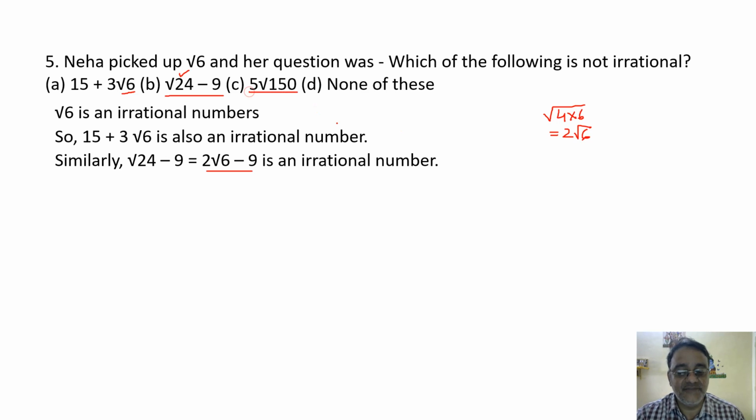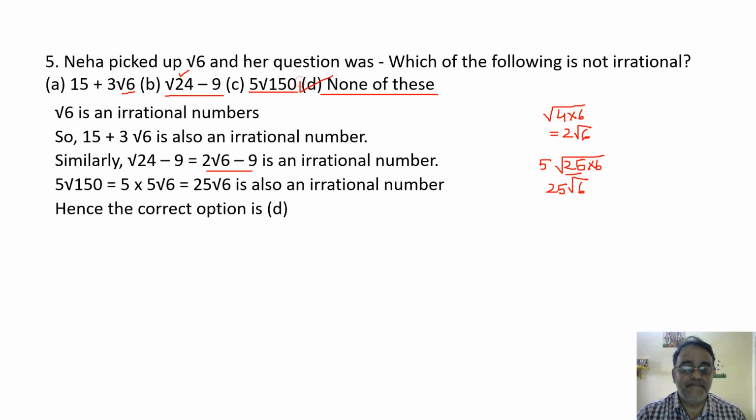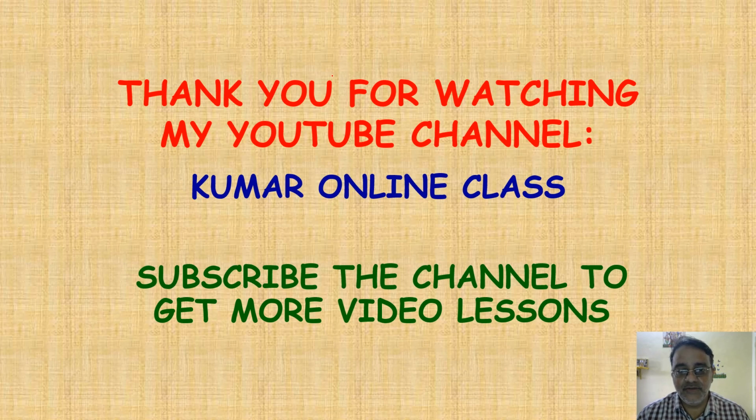Now the last one, root 150. 150 we can write as 25 into 6. Right, 25 into 6. 5 is already outside, so from here one more 5 comes out and we are getting 5 root 6. So that is also an irrational number. So only one option is left with us. That is Option D, none of these. Right. Any doubt in this question? No, okay, sir. So this is the last question of today's session. So thank you very much.